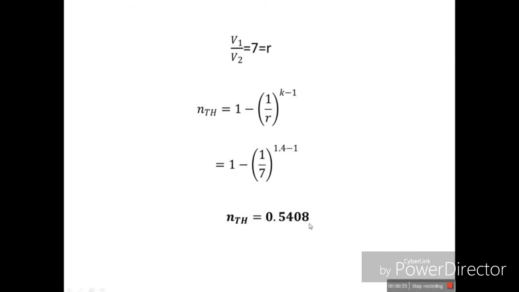7, which is also equal to R. To solve for the efficiency, we used the formula given by Van Ness in Chemical Engineering Thermodynamics, 6th edition, page 297, equation 8.6. We have efficiency is equal to 1 minus 1 over R raised to K minus 1, where K is equal to the Cp over Cv ratio, which is equal to 1.4 for air. Substituting all the given values, we have efficiency is equal to 1 minus 1 over 7 raised to 1.4 minus 1, which will give the 0.5408 value of the efficiency.